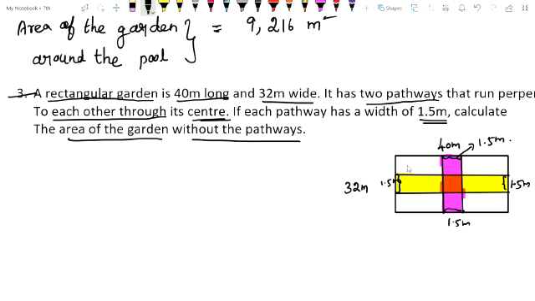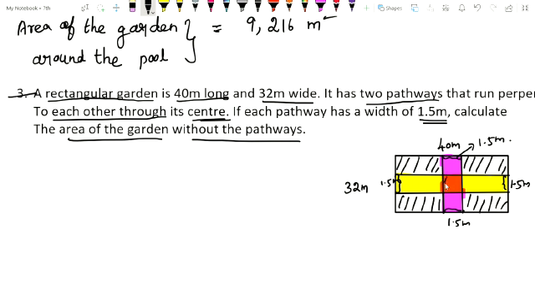Without the pathways means this area we need to find out. How do you find this, children? The area of the garden minus the area of the pathways, you will get this result. Isn't it? So, first we need to find out the area of the garden as well as the area of the two pathways.